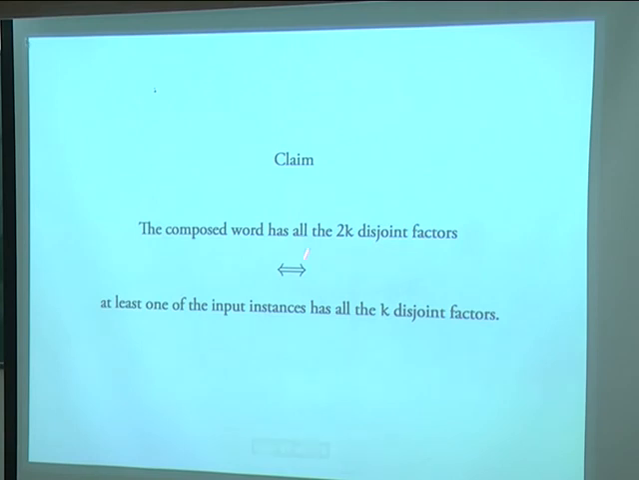So here is a claim: the composed word has k disjoint factors of all 2k letters if and only if at least one of the input instances has k disjoint factors. Okay, especially for this direction, if you have 2k disjoint factors, then you can just take a look at and see how they are all forming, and it is going to just give you an ID to one such instance and say, hey, that is where you have to get your original k disjoint factors. Okay, we will see that. It is a very simple proof.